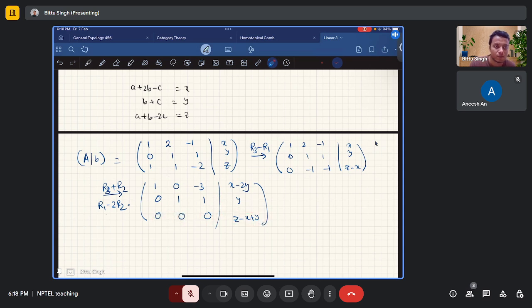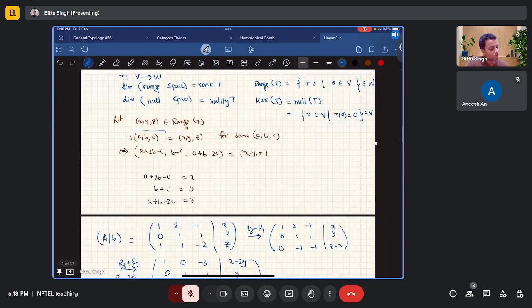So a solution exists only if this is possible. Such a solution exists if and only if z minus x plus y equal to 0.